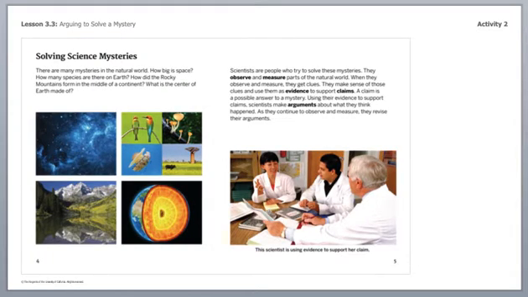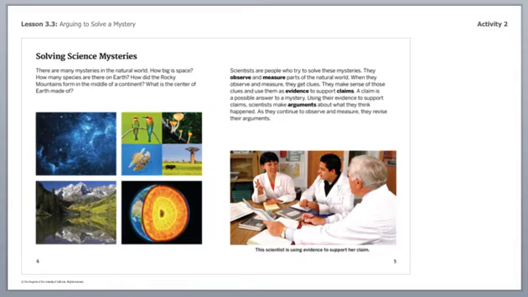So here are the first 2 pages. I'm going to read them out loud for you. There are many mysteries in the natural world. How big is space? How many species are there on Earth? How did the Rocky Mountains form in the middle of a continent? What is the center of the Earth made of? Scientists are people who try to solve these mysteries. They observe and measure parts of the natural world. When they observe and measure, they get clues. They make sense of those clues and use them as evidence to support claims.